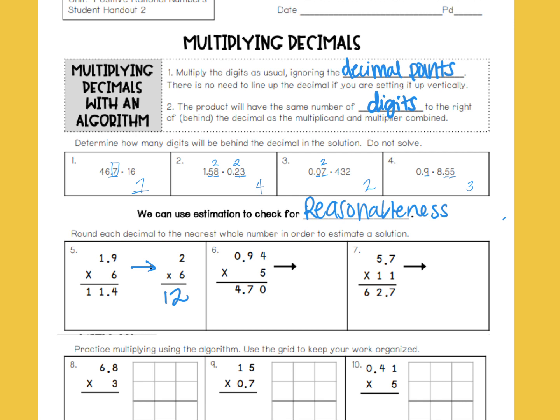In number 6, we are going to estimate 0.94 to be about 1. Our 9 would raise it up to 1, and we would drop the 9 and 4. Then we have 1 times 5. So our answer should be around 5. In number 7, we are going to estimate 5.7 to about 6, and we have 6 times 11. Our answer should be about 66.